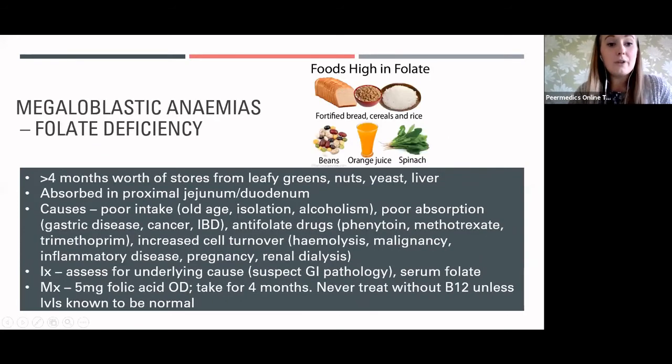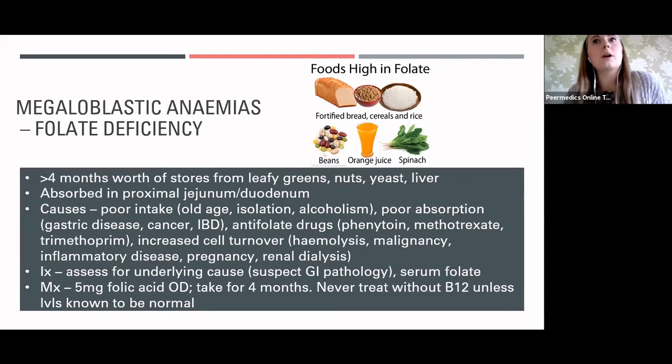And yeah, folate deficiency. Another thing with these two is they tend to occur together quite a lot, because if patients are lacking in one dietary thing, or their absorption's poor in one way, it's probably going to be poor with the other one as well. So with folate, you only have about 4 months' worth of supplies, and we tend to take it in from cereals, leafy greens, things like that. And you absorb it in the proximal jejunum or duodenum.